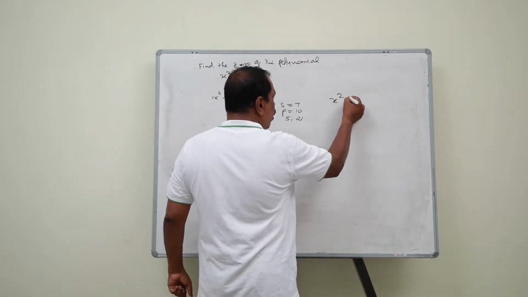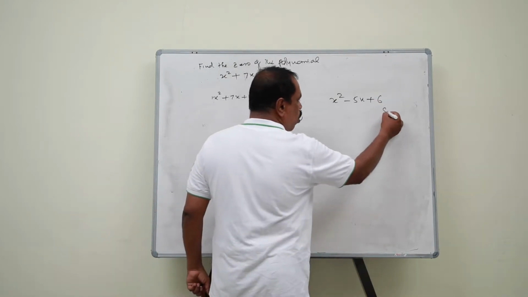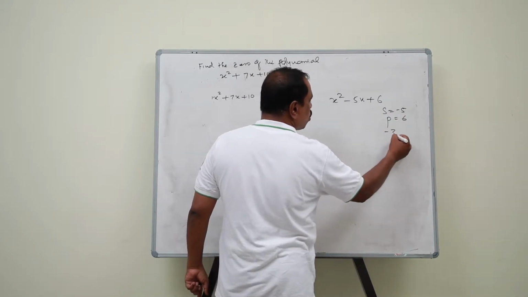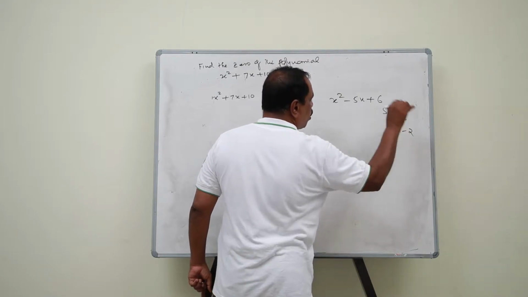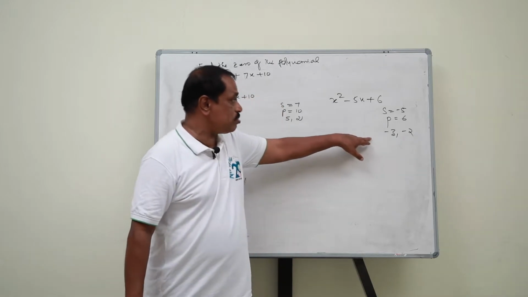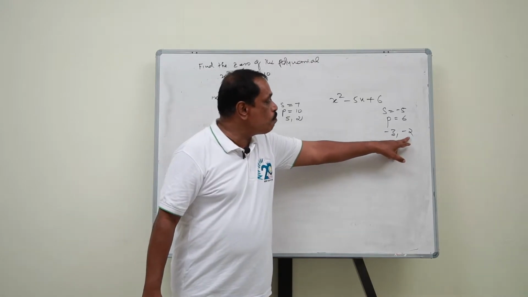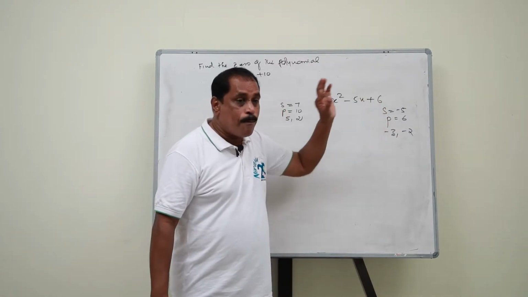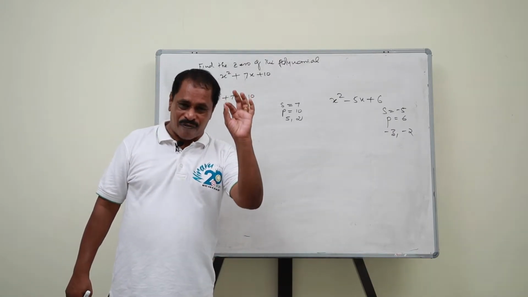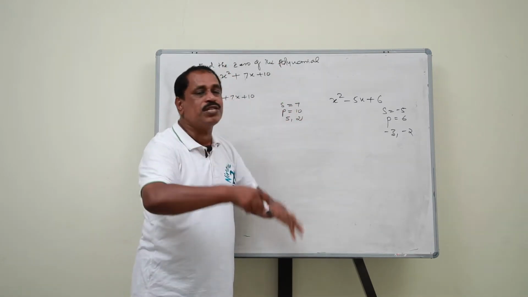Another one, x squared minus 5x plus 6. Sum is minus 5. Product is 6. Imagine two numbers whose sum is minus 5 and product is 6. And you can directly write, when you add minus 3 and minus 2, you get minus 5. And when you multiply these two, you get 6. Provided the coefficient of x squared is 1, directly you can write, saving your time instead of splitting the middle term.